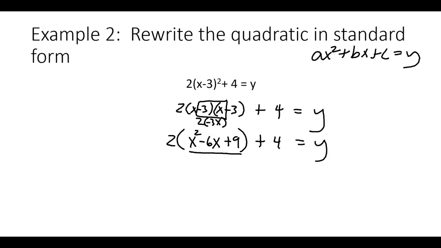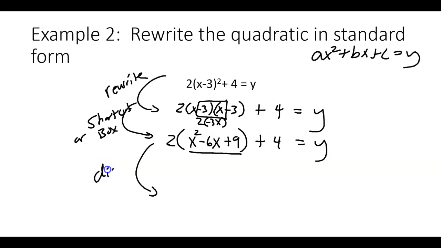After that, I'm just going to label this as step 1 is to rewrite. Step 2 is to use the shortcut or box. You can do what you want, but I'm going to use shortcut. If you guys don't like that and you want to do box, you can. The next thing is we're going to distribute. So, boom, boom, boom.